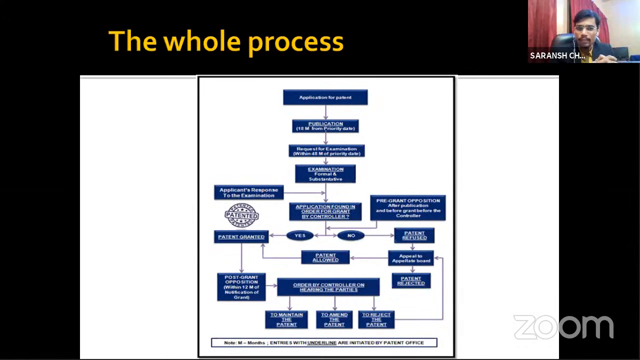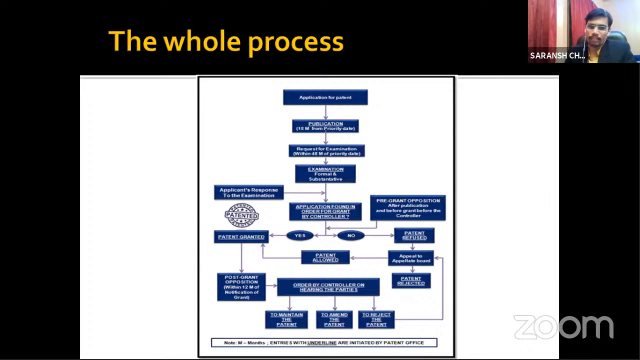Application for patent, publication 18 months from priority date, as everyone knows, request for examination 48 months, examination, formal and substantive. Substantive means the controller will go into a deeper examination, and formal means an overall examination; both the formal and the substantive examinations are there.